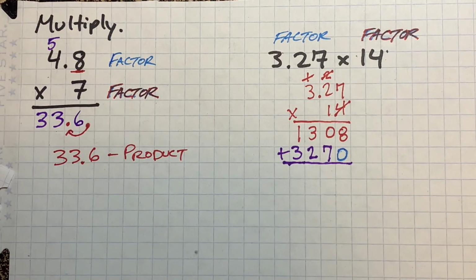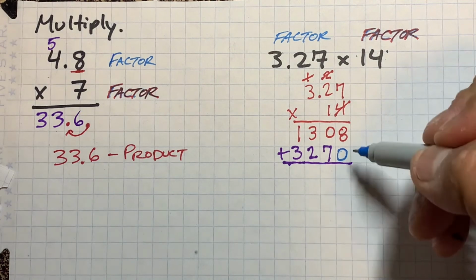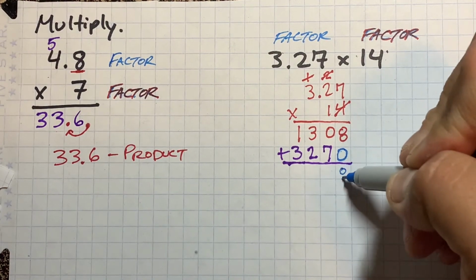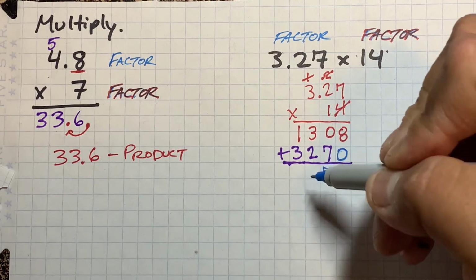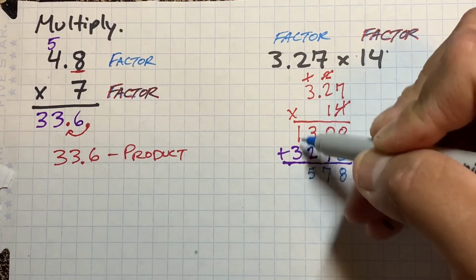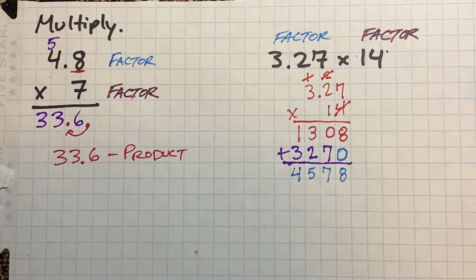Okay, so from here, 8 plus 0 is going to be 8. 7 plus 0 is 7. 3 plus 2 is 5. 3 plus 1 is 4. Now all you're going to have to do from here is count.